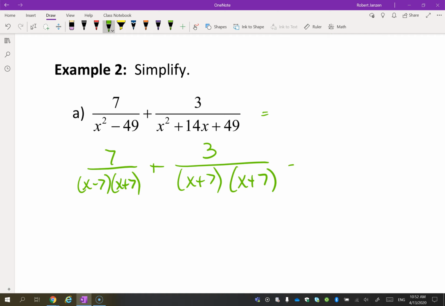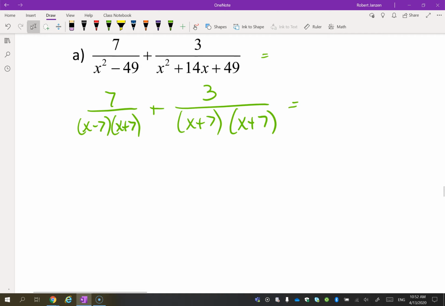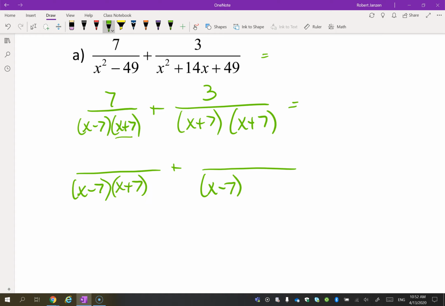What is the least or lowest common denominator? What do I need both denominators to have? Well, I need an x minus 7, so I'm going to put that for both. I need one x plus 7. I see that here, but I also see I need 2 here. So that means I need 2 x plus 7s. So that's the lowest denominator that has all factors in common.